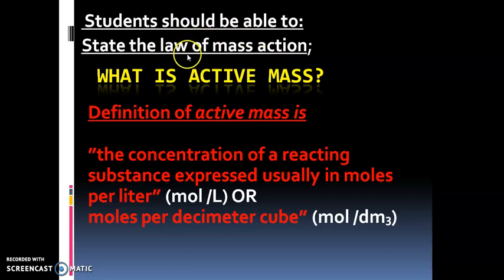Before discussion of the law of mass action, we are discussing first what is active mass. The formal definition of active mass is the concentration of a reacting substance, expressed usually in moles per liter or mole per dm cube, or we can say in other words, in molarity.